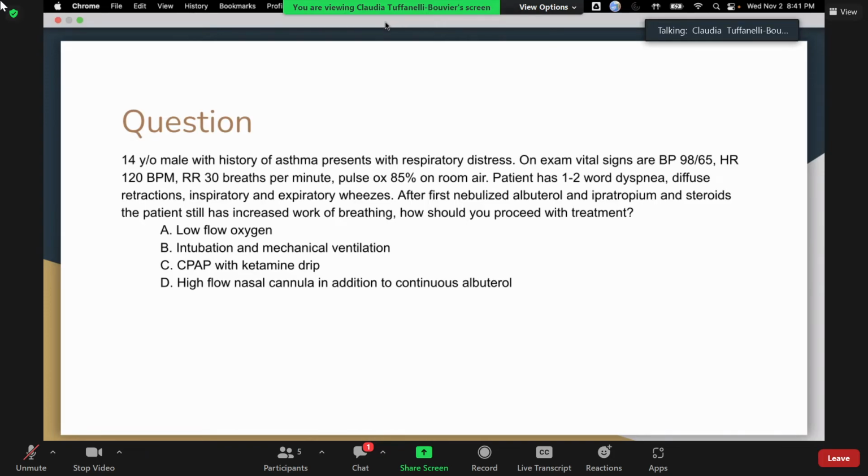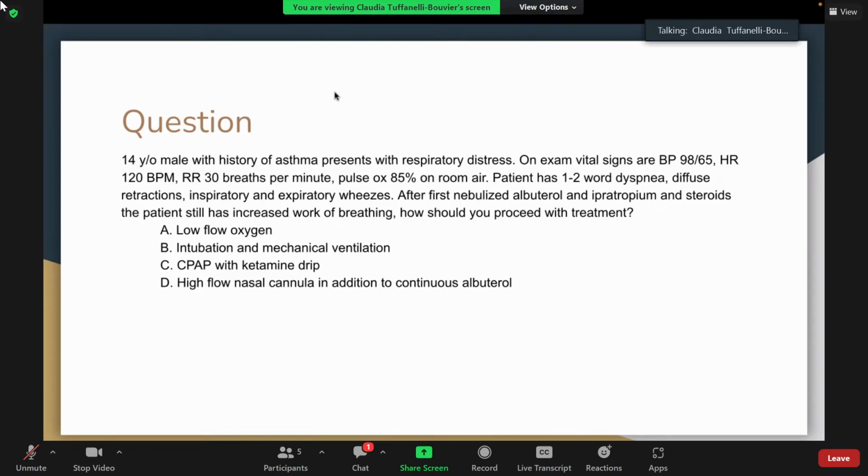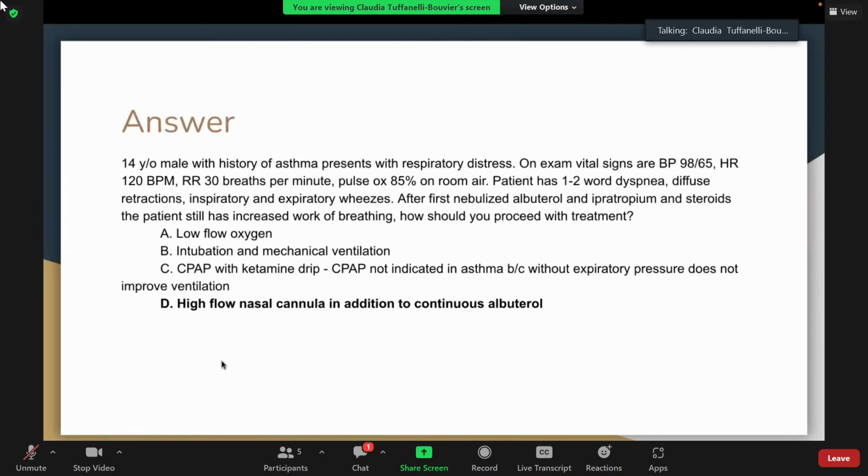Anybody want to give this one a try? It's hard. I will choose the answer D, high flow nasal cannula in addition to continuous albuterol. Anybody else, do you guys agree or anything different? I'll let you think about it for a second, but I agree. I think high flow nasal cannula in addition to continuous albuterol.